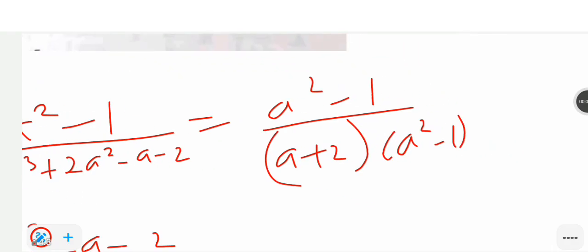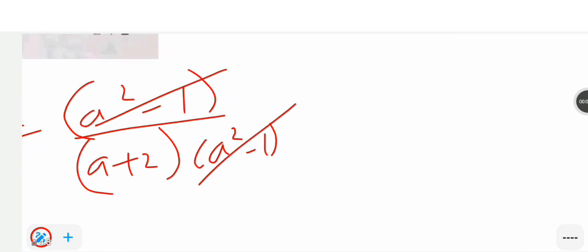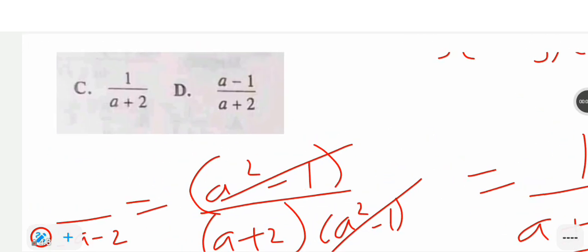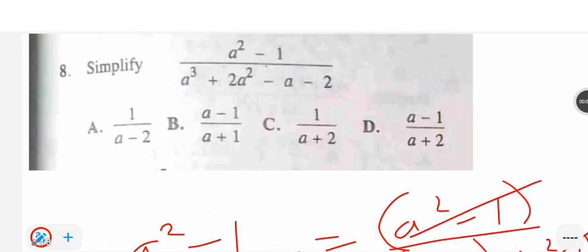So from here, this part are already the same. You can see at the top you have a squared minus 1. At the bottom you also have a squared minus 1. So they will cancel out. What you're going to be left with is 1 at the top. Then at the bottom part, you're going to be left with a plus 2. So that's the answer, 1 over a plus 2. That's option C.